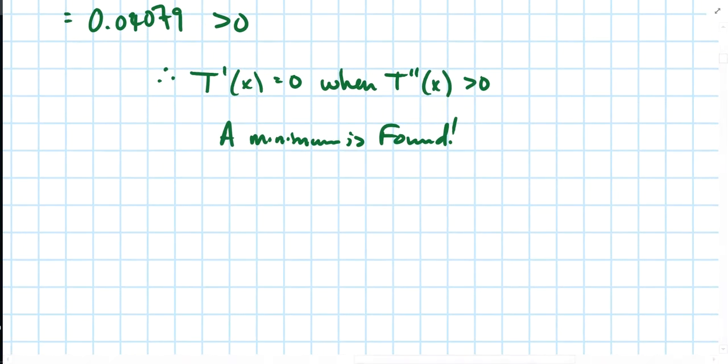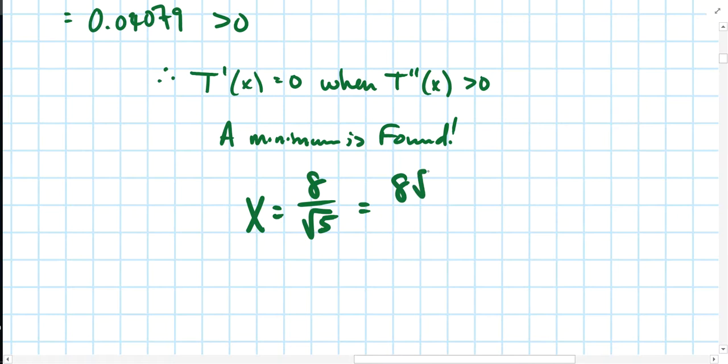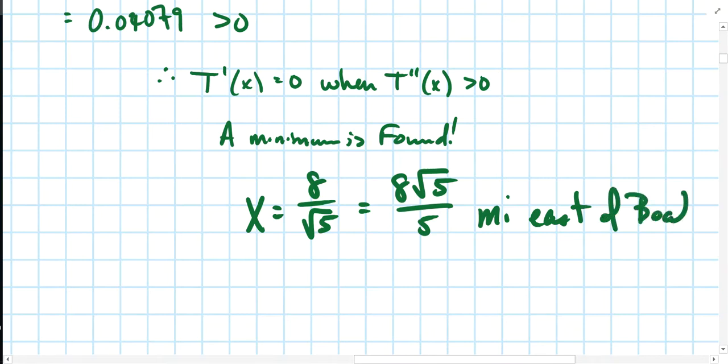And if it wasn't abundantly clear, we'll just go ahead and state it here. The position that she needs to aim for is at 8 divided by square root of 5, or 8 radical 5 divided by 5 miles east of the boat.